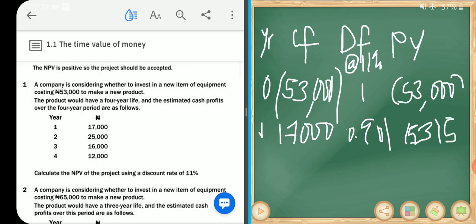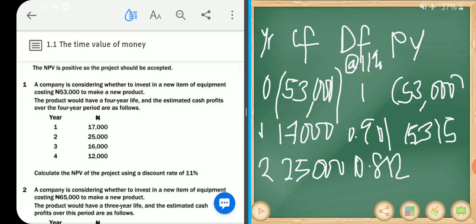By the time you multiply it, you have 15,315. Year 2, 25,000. You do your calculation again for your discount factor, but this time it will be raised to power 2, and we are going to get 0.812. By the time you multiply it by 25,000, you get 20,291.